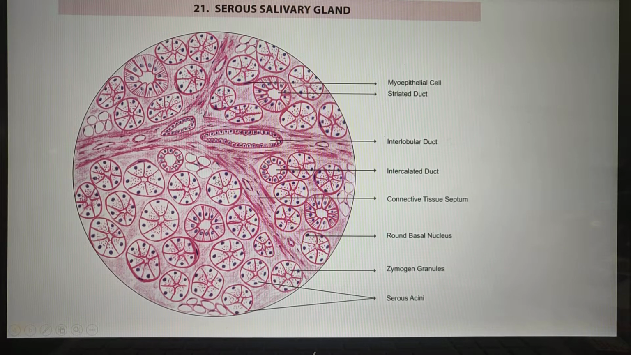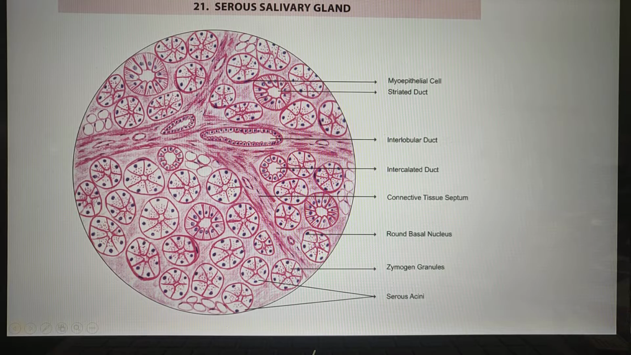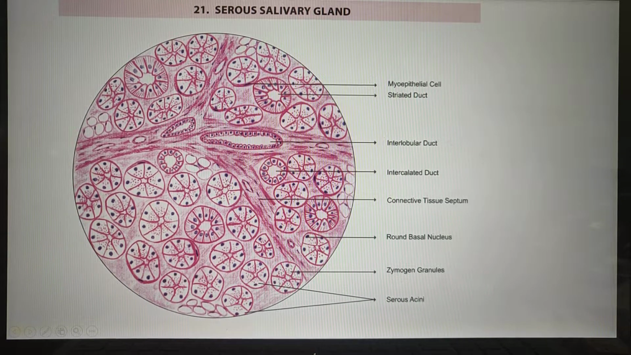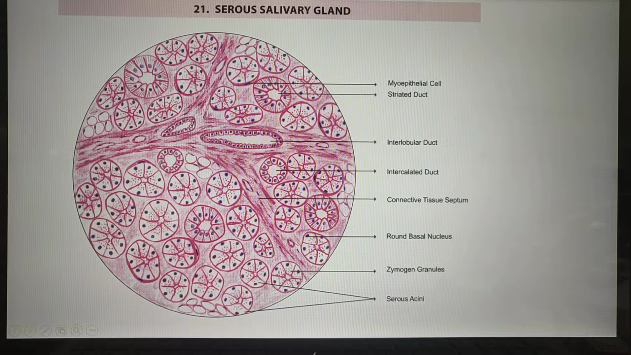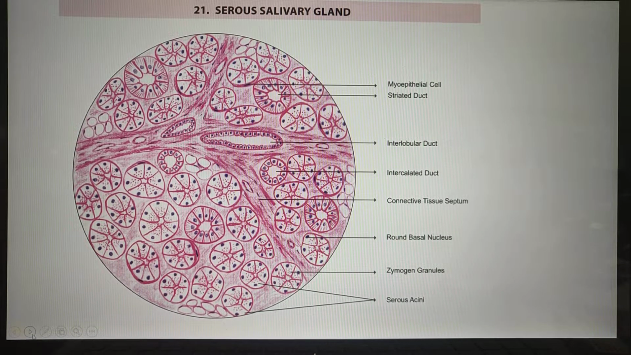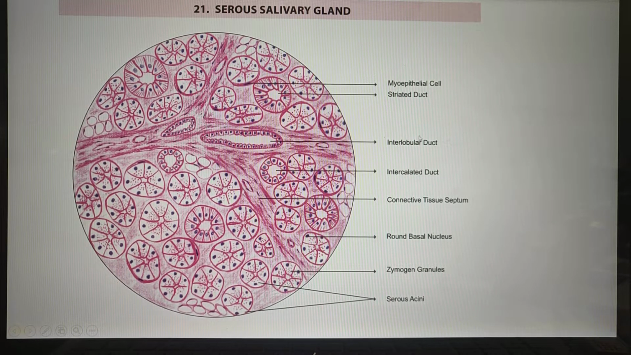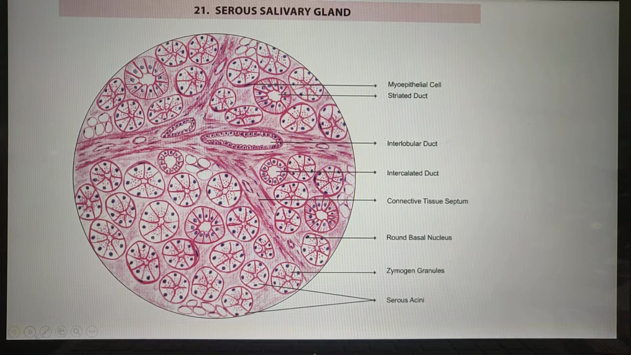Here you can see this is a zymogen gland which is secreted, and this is a serous gland which is lined by round nuclei at the basal part, with a smaller lumen. And also there is a presence of the intercalated duct, interlobular duct, and striated duct.